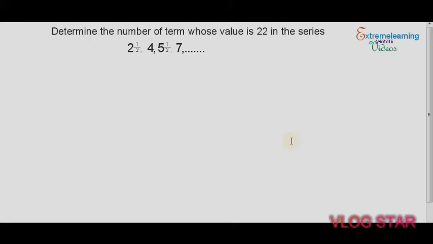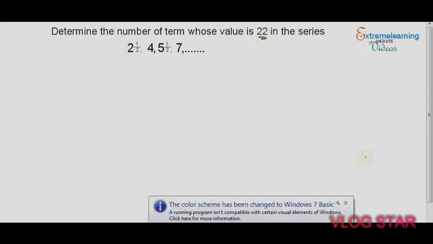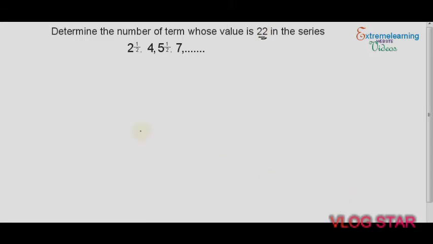We'll be looking into how to determine the number of terms whose value is given in an arithmetic progression. Now this is an arithmetic progression. If we read the question here, it says determine the number of terms whose value is 22. In my previous video, I think this is my third video on arithmetic progression. So we're going to solve this out here.